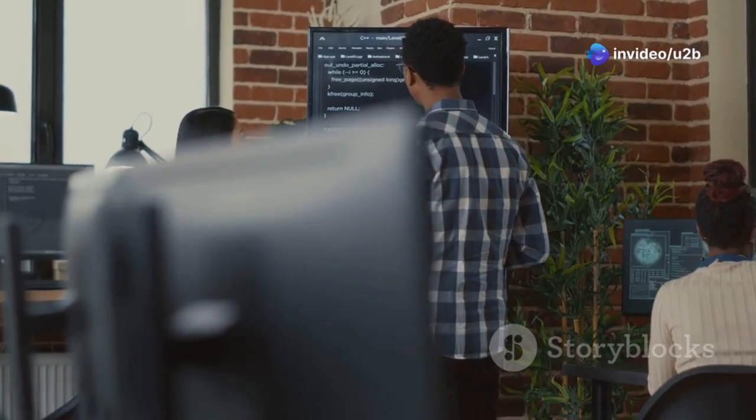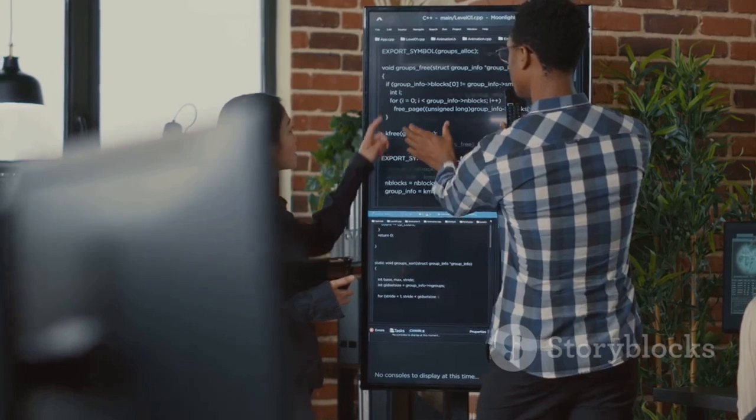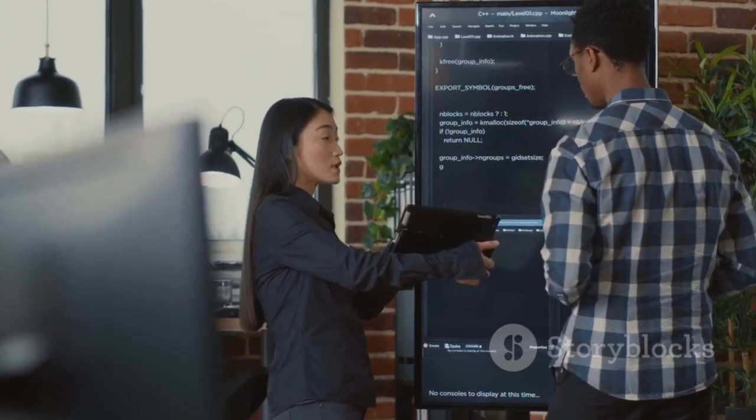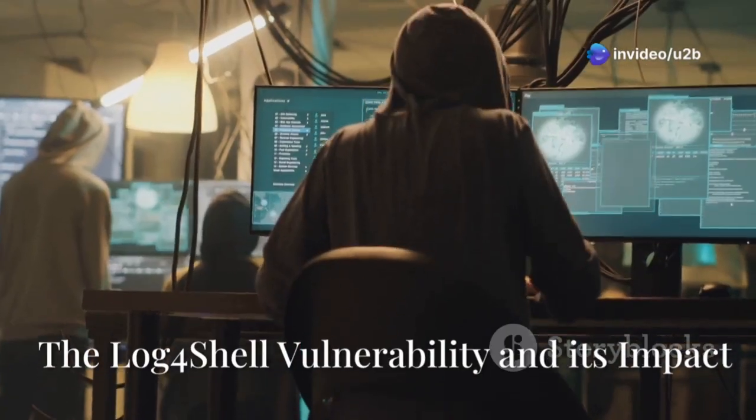By embracing these best practices, organizations can create a security-first culture and build more resilient applications that are better equipped to withstand the ever-evolving threat landscape.